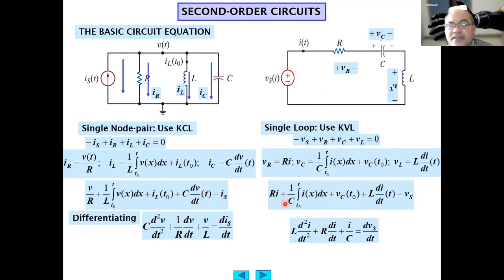So then we differentiate again, because this equation still contains an integral form and a differential form. We make integration differentiation, so this becomes R di/dt, this term. This becomes 1 over C times I. Differentiation of this over t will be 0 because this is basically a constant. And this term becomes L d square I dt square, which equals dVs/dt.